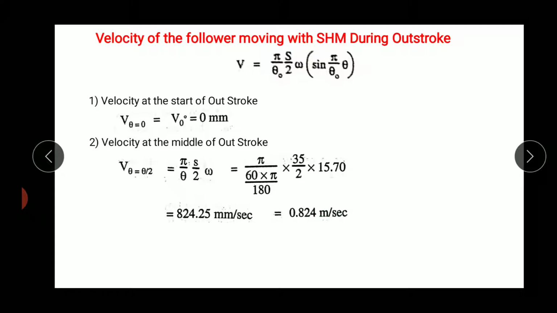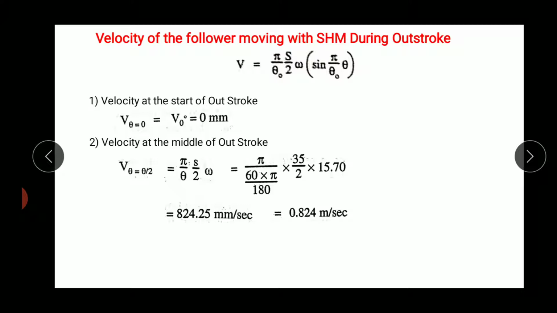Velocity at the end of out stroke means when theta is equal to theta o. So when you put theta as theta o in this equation, the trigonometric part will become sine of pi by theta o into theta o. Theta will get cancelled and it will become sine pi.